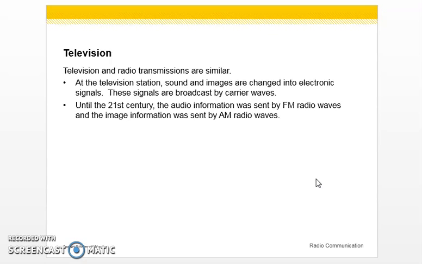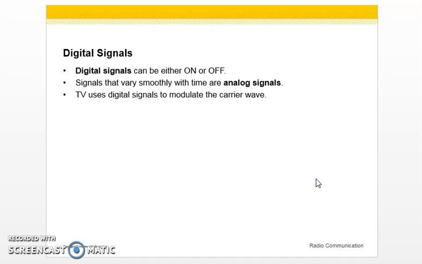So television and radio transmissions are similar. At the television station, sound and images are changed into electronic signals. These signals are broadcast by carrier waves. Until the 21st century, the audio information was sent by FM radio waves, and the image information was sent by AM radio waves. Digital signals can be either on or off. Signals that vary smoothly with time are called analog signals. Once upon a time, our TVs, our cell phones, everything was on an analog system.